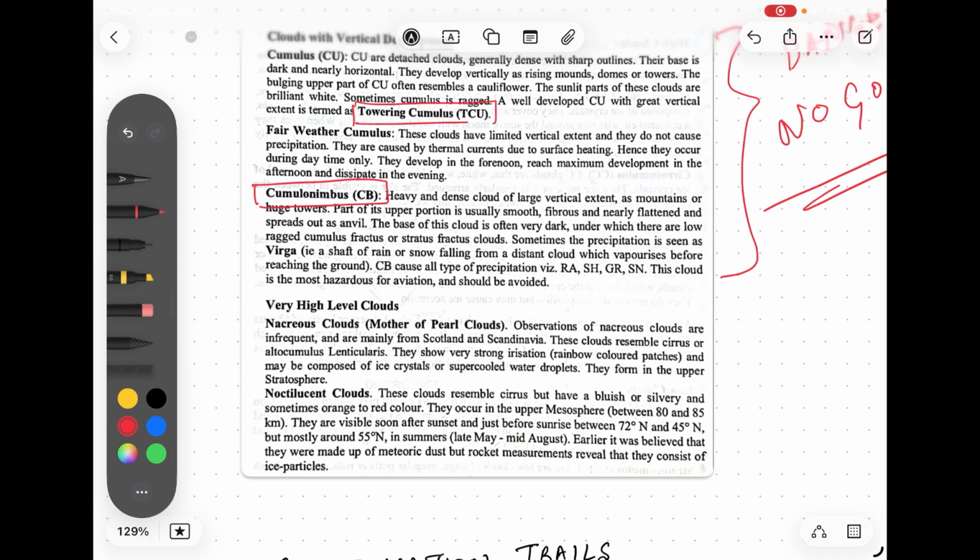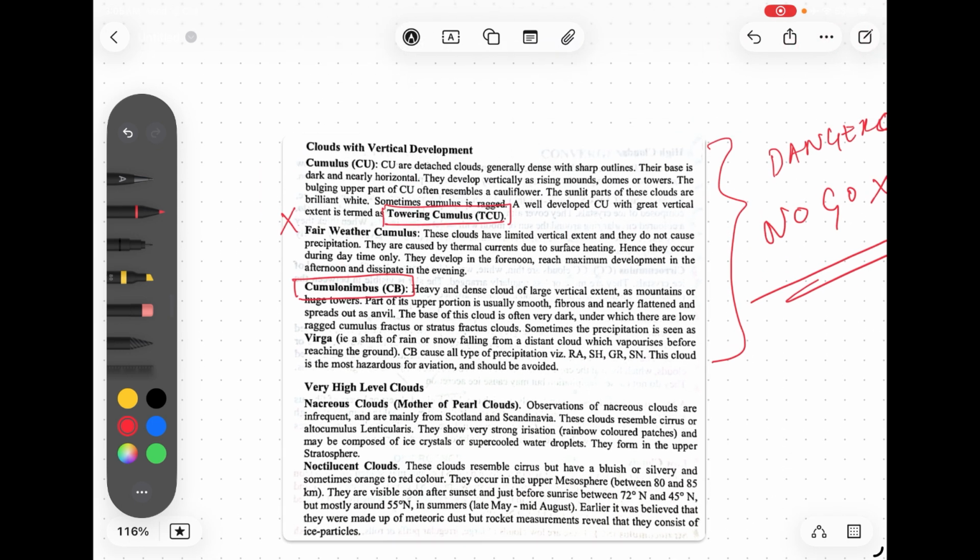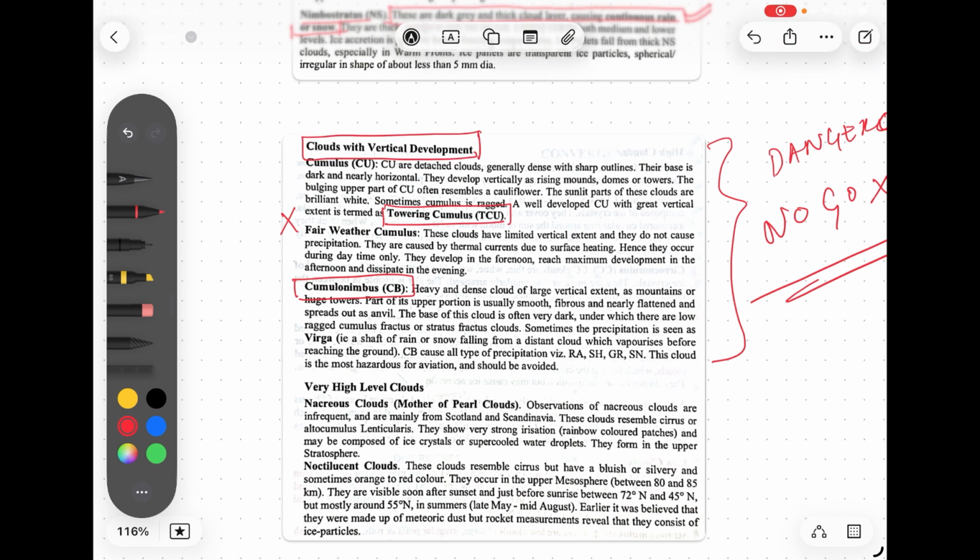Towering cumulus, I'll show you a picture in the end of how they look. So these are the clouds to avoid. They are vertical development. Clouds of vertical development are dangerous clouds and they are a no-go cloud. So that is all that you need to remember.